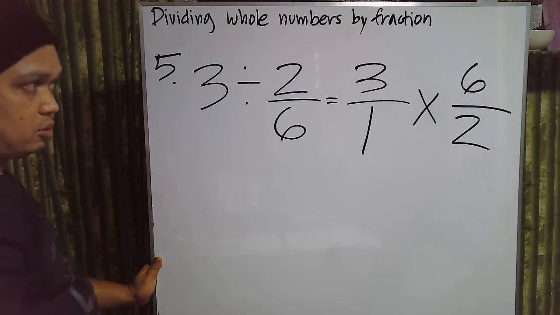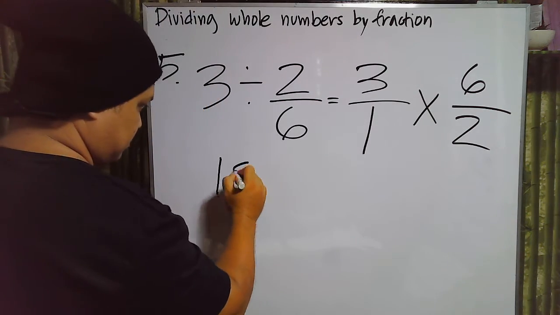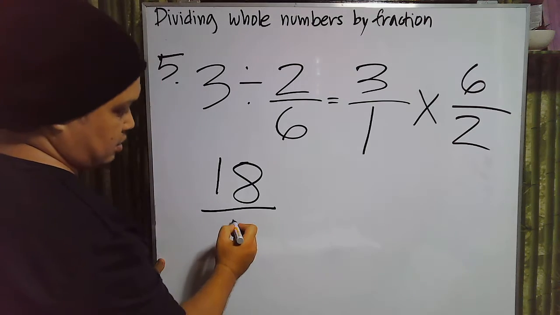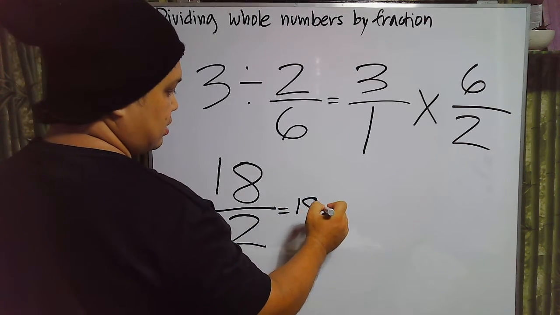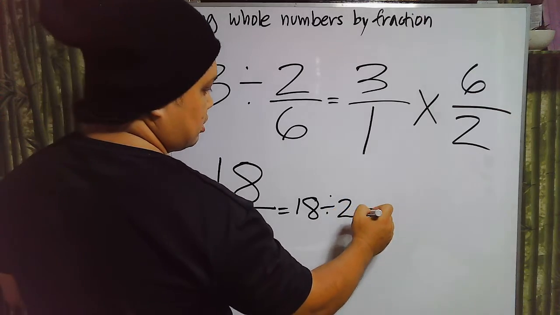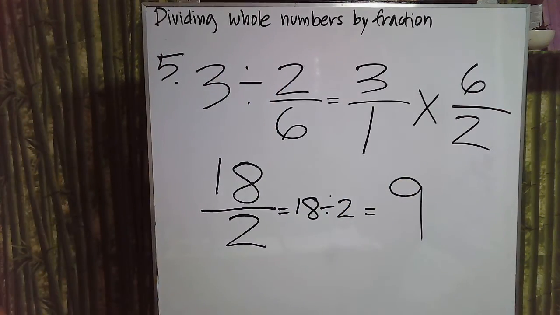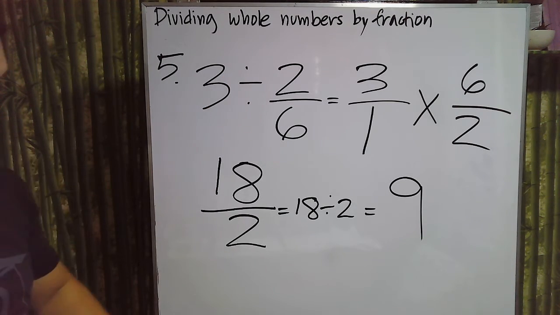We can now multiply. Now 3 times 6, 18, over 1 times 2 is 2. Now 18 divided by 2 equals 9. Okay, therefore 3 divided by 2 over 6 is 9 for our final answer.